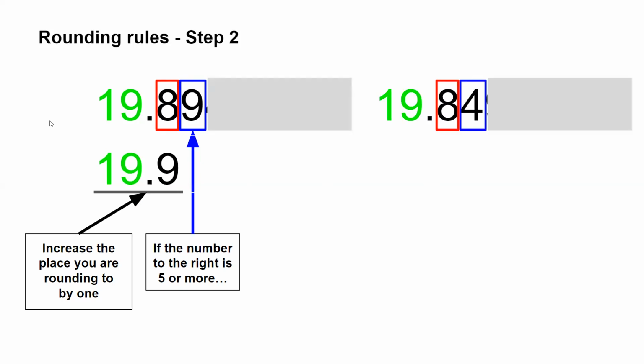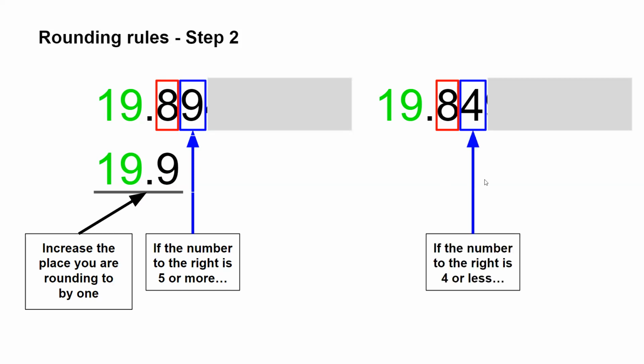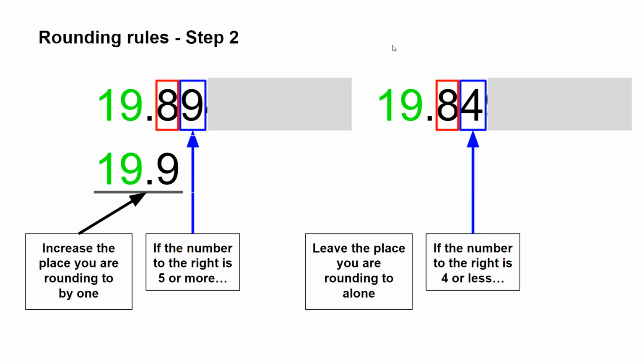Let's take a look at a slightly different number. In this case, we have 19.84, a little bit different. We look to that number to the right that's in the blue rectangle. And if that number is 4 or less, we are going to leave the 8 alone. So our answer just becomes 19.8. So the nice thing about rounding is there's kind of only 2 possibilities after you identify the place.